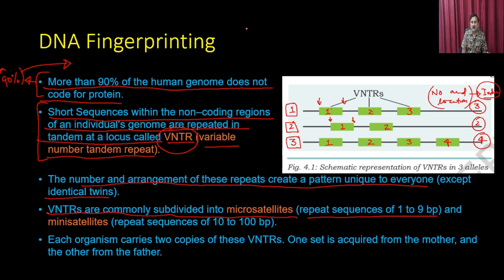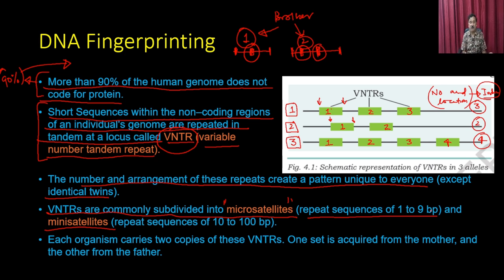Because suppose I take two brothers, right, brother number 1 and brother number 2. Now, when you take the brothers, they may not vary in terms of the number or locations of VNTRs between them, but they may vary in terms of the microsatellite or the minisatellite, which means that within the VNTR also there could be a stretch which will be different between the two brothers, right. It could be that in this one you have a microsatellite at this place, and in this one you might have a microsatellite on this side. So it is possible that the microsatellite also may vary between the two brothers, okay. That is why VNTRs are further divided into the microsatellite, which is a repeat sequence of 1 to 9 base pairs, and the minisatellite, which is a repeat sequence of 10 to 100 base pairs.